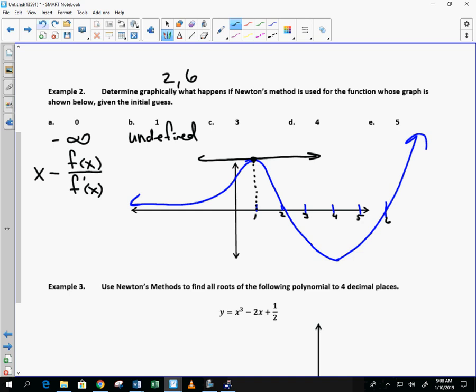What if I guess 3? Let's see what's going to happen if I guess 3. I guess 3. I find this location right here. I draw a tangent line.